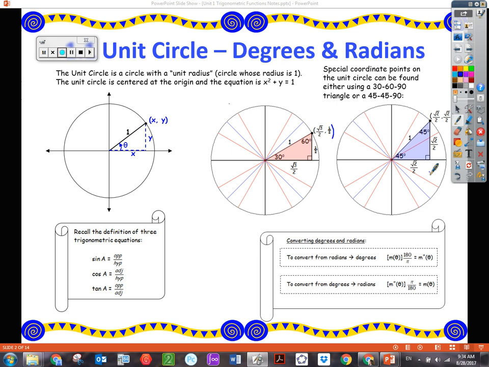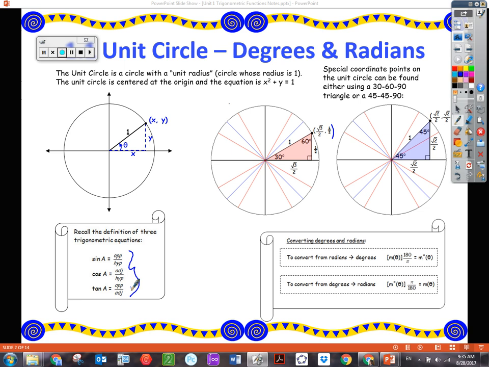If you recall, these definitions are pretty important to us. You know, the SOHCAHTOA thing, right? Sine is opposite over hypotenuse. Hopefully you remember that from geometry or reviewed it. Cosine is adjacent over hypotenuse, tangent is opposite over adjacent, and so forth.